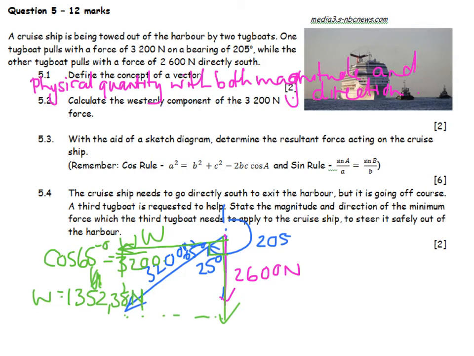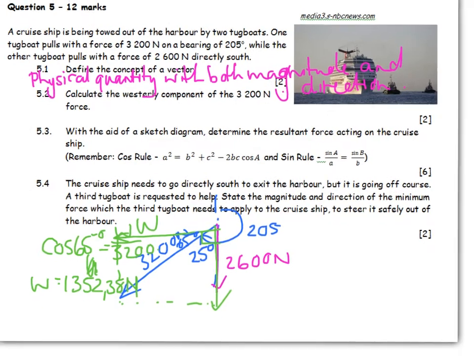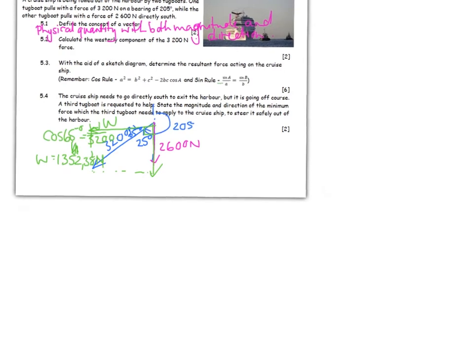With the aid of a sketch diagram, determine the resultant force acting on the cruise ship. So now we are going to, it's not quite as simple. We need to draw out, it's a sketch, so it doesn't have to be accurate, but it's 3,200. And I've then got directly south 2,600 newtons.